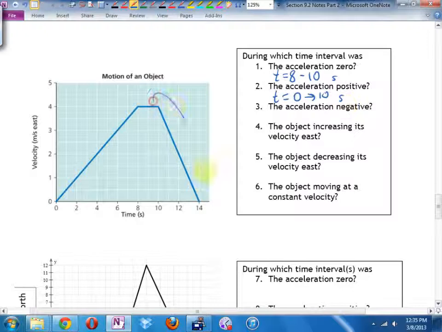Oh, and then, Hayden, what's that representing? Yes! When is the acceleration negative? What time intervals, Hayden? Between... You should tell me you're not ready more often.